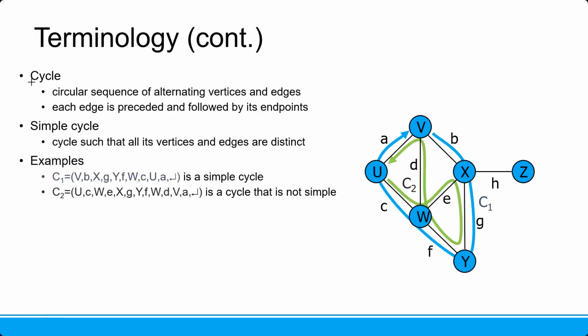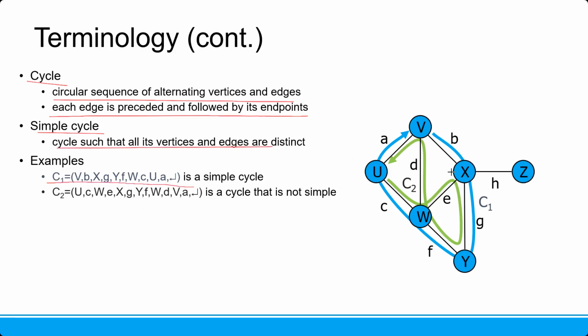We have another definition, we call it cycle. A cycle is a circular sequence of alternating vertices and edges. And then its edge is preceded and followed by its endpoints. For example, we have a simple cycle. So it means this is a cycle whose vertices and edges are distinct.